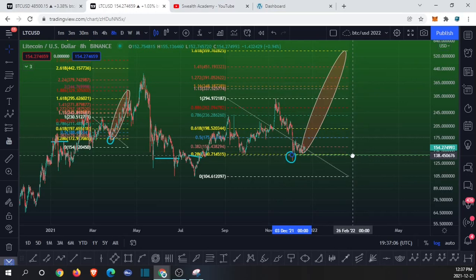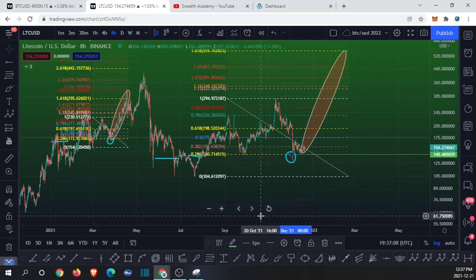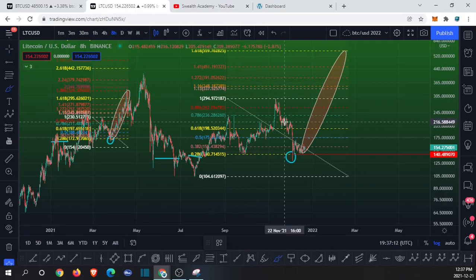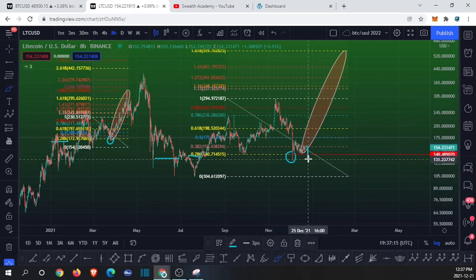Again, I want to make it clear that this level right over here at 140 is your bearish pivot point, which will cause a ripple effect. In other words, a pullback to the downside.